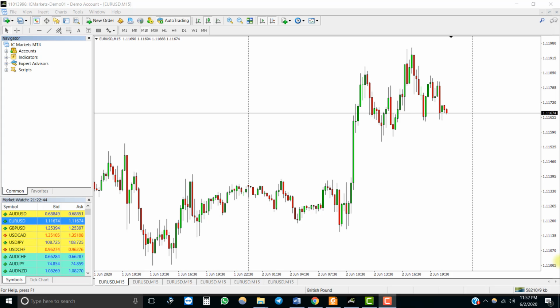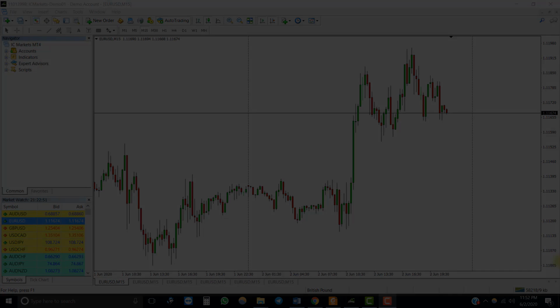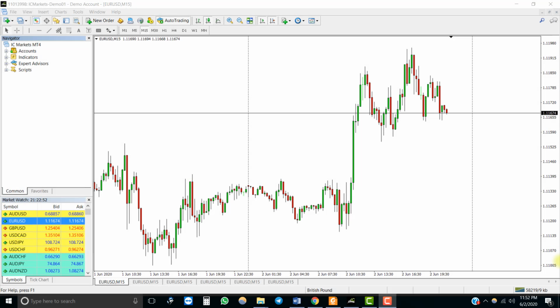Hello everyone. Today let's see how we can install and use our FRZ indicator automator. FRZ indicator automator is an expert advisor that can trade based on signals from almost any indicator. It has many features that could turn any indicator into a fully automated, profitable system.